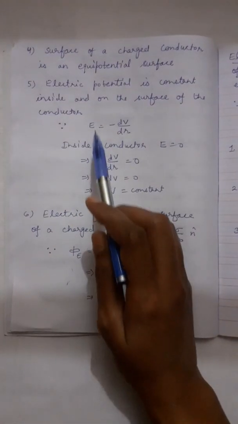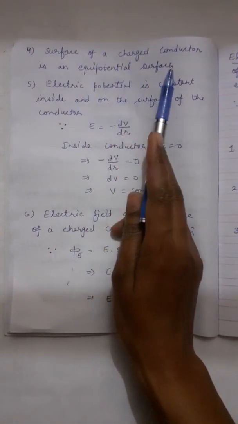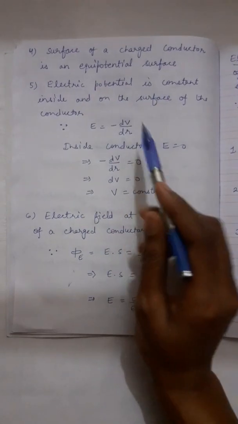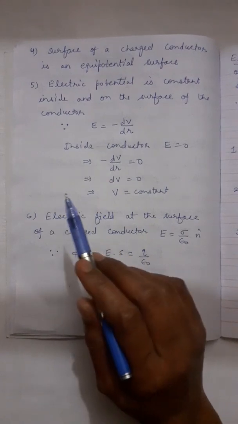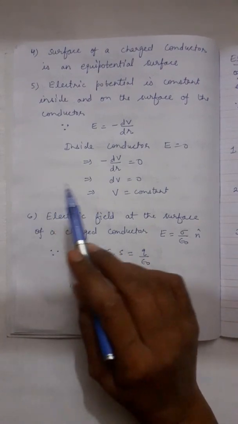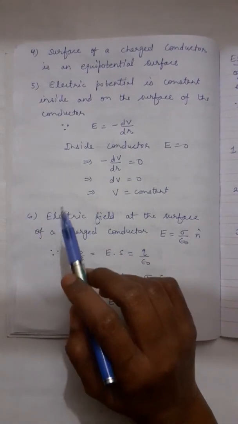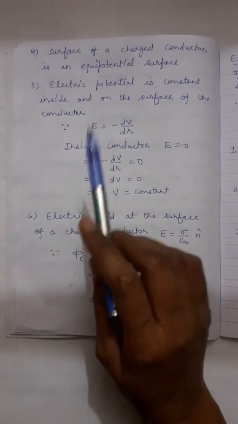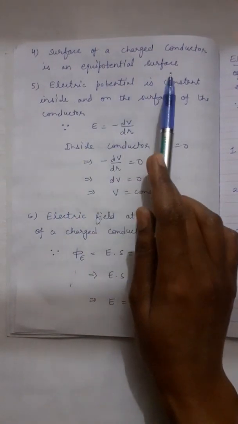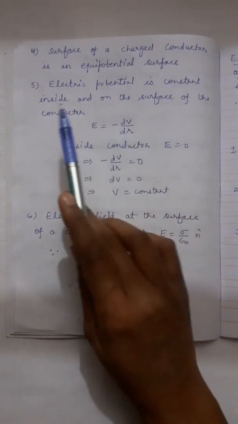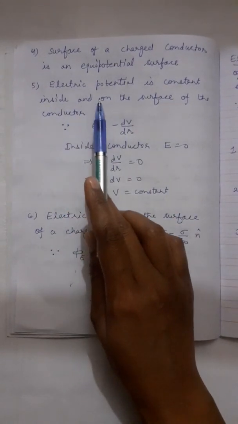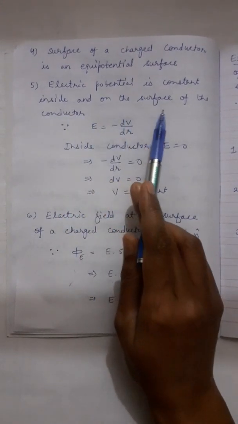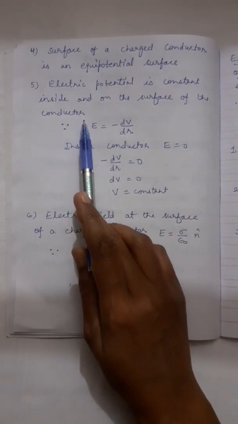The next property is that the surface of a charged conductor is an equipotential surface, because all the charges given to the conductor will reside on its surface, so its potential will be the same at all the points. So this surface will be an equipotential surface. The next property is that the electric potential is constant inside and on the surface of the conductor.